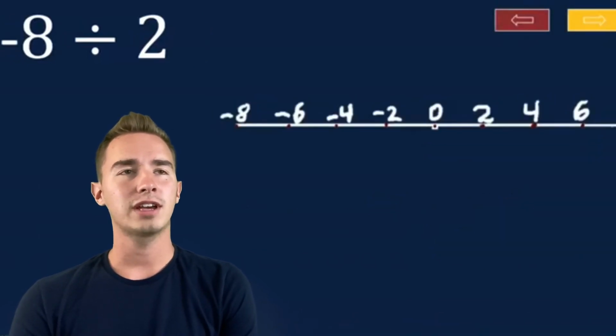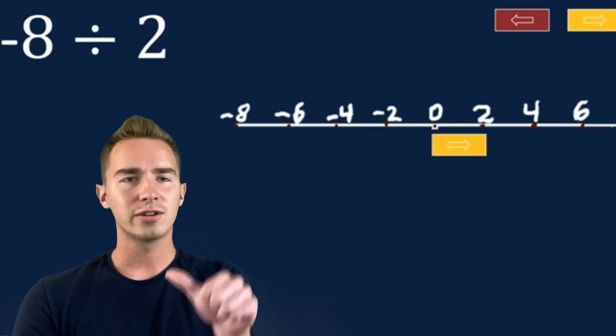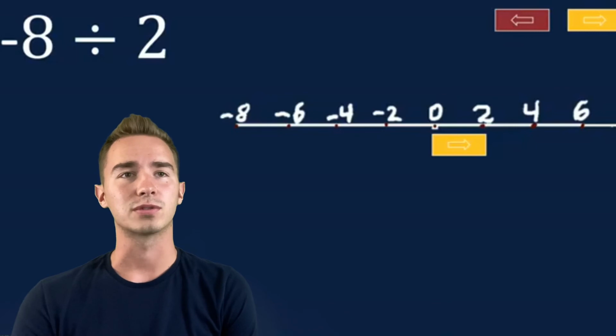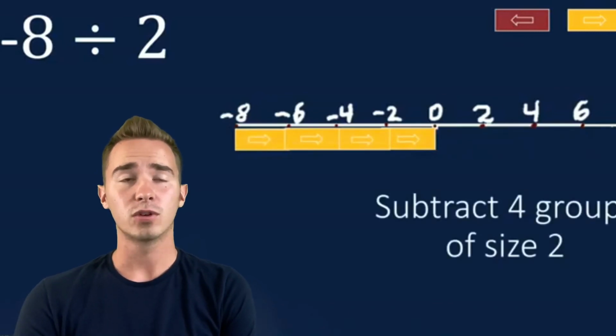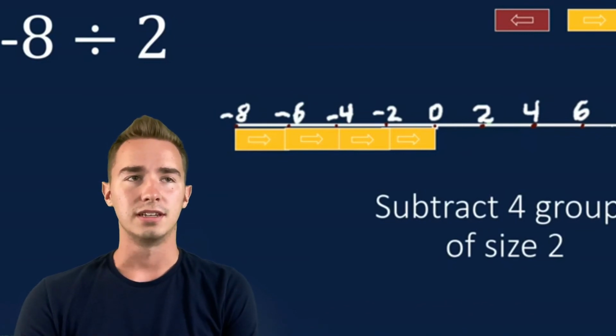Moving on, now we have to figure out how many groups of 2 do we need to get to -8. Similar to the last example, we see the arrow is pointing the wrong way, so we're going to need to back up those groups. And similar to the last example, we have to back up 4 groups of size 2, so our answer will be -4.